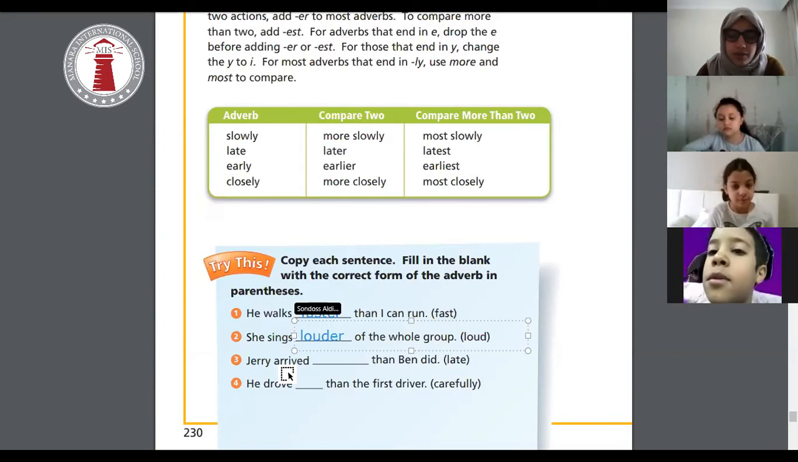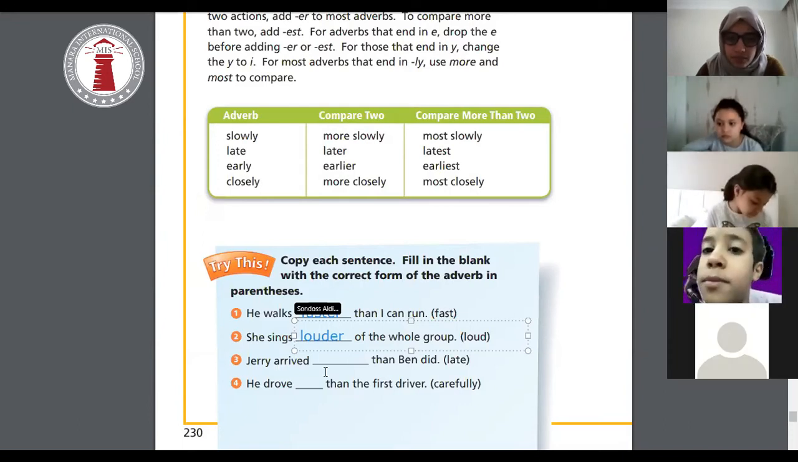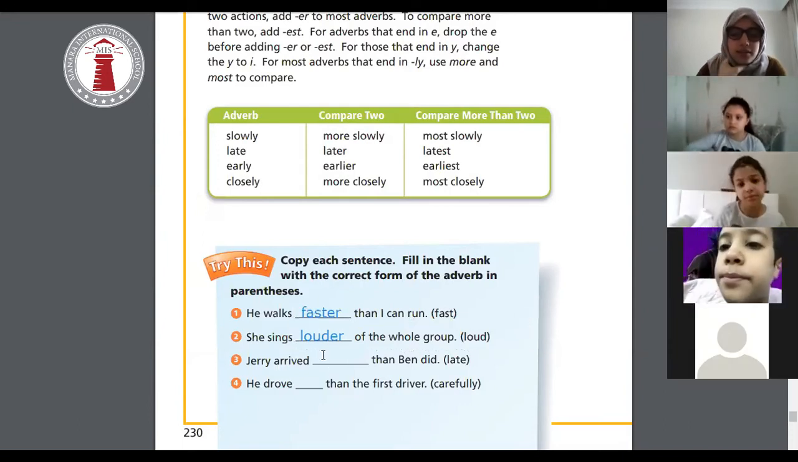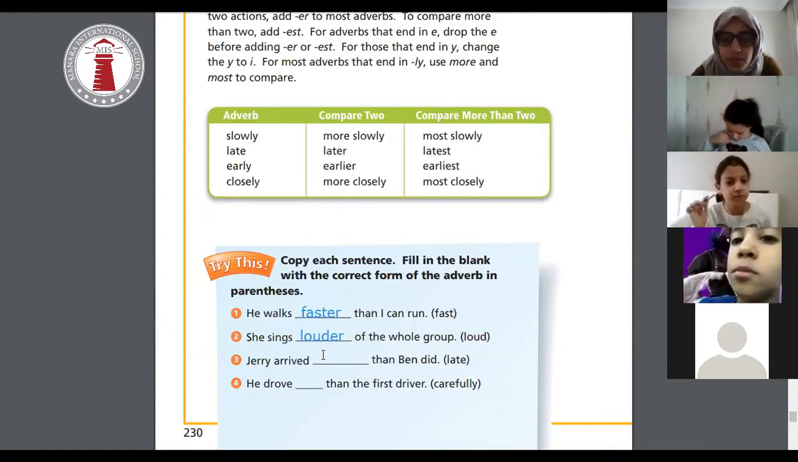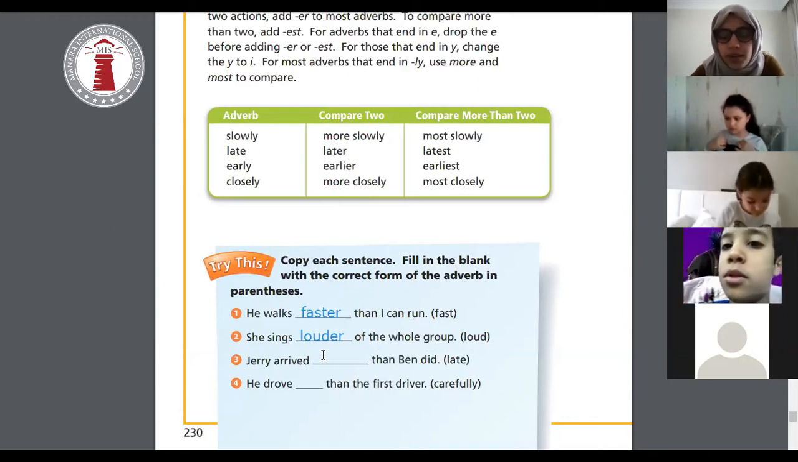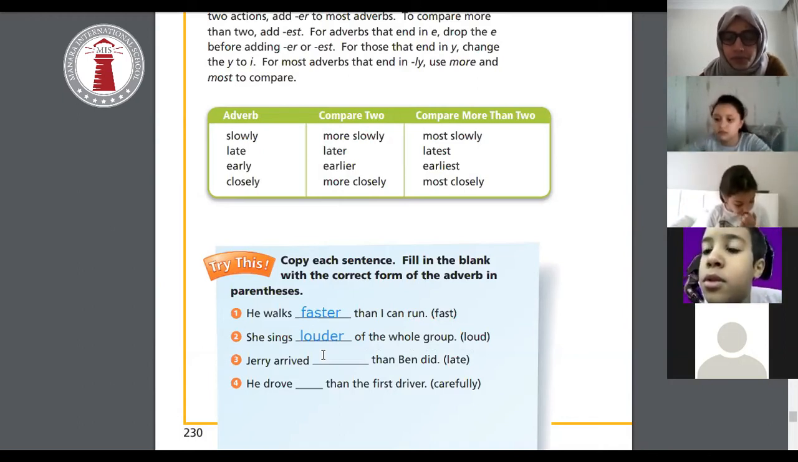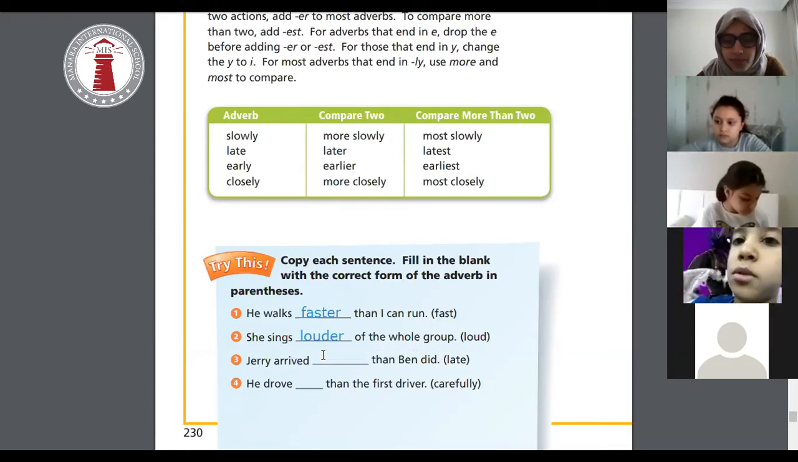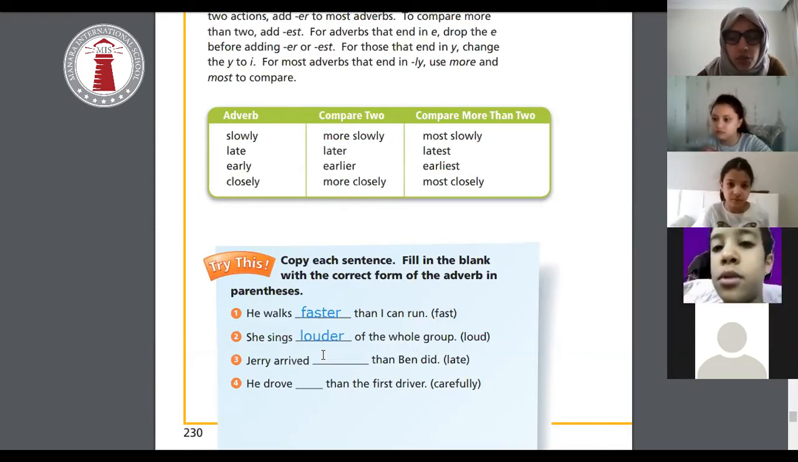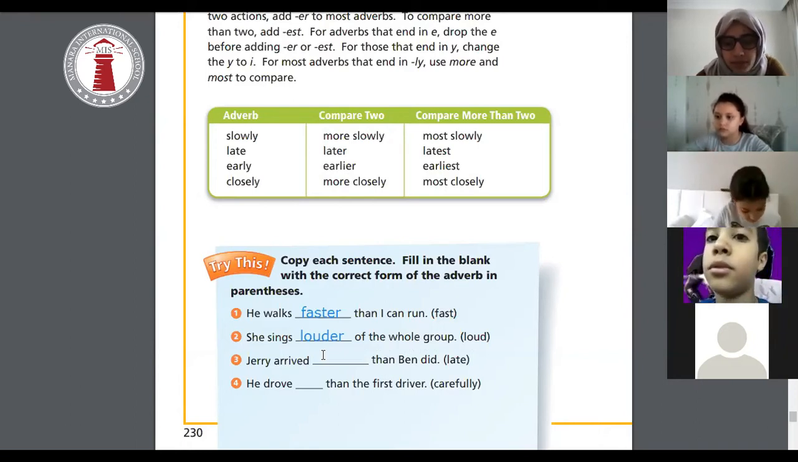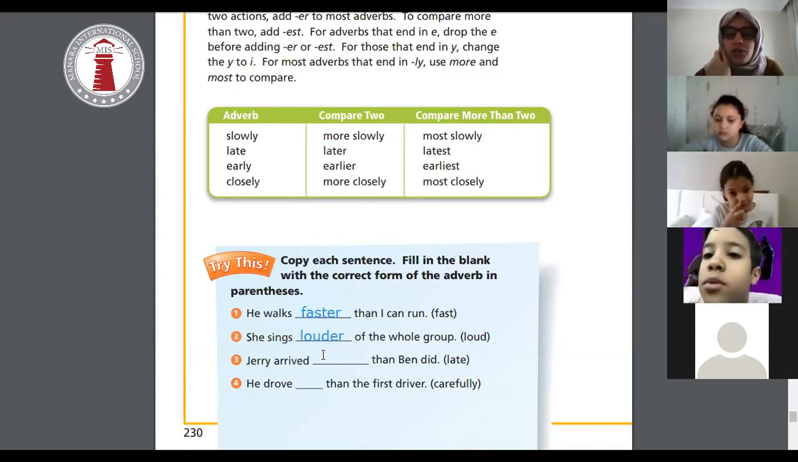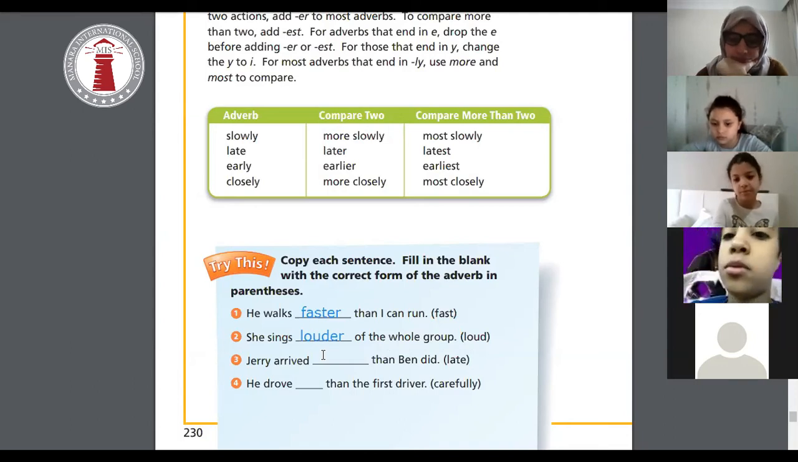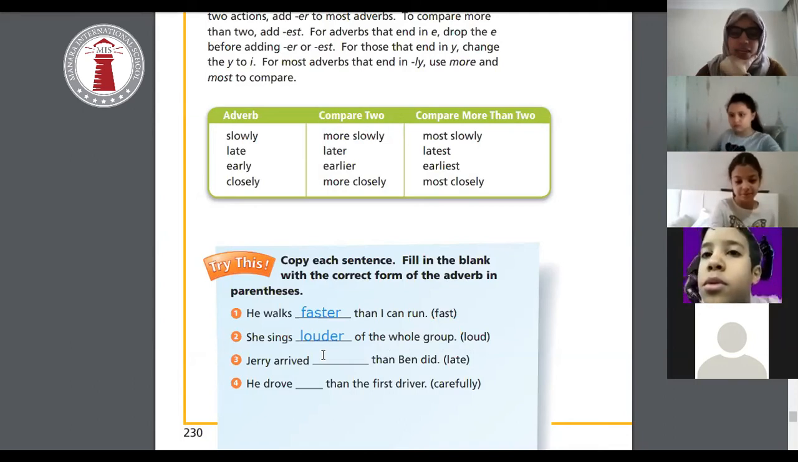Yusuf, number 3. Well, Jerry arrived, then did. So what do you think? Are we comparing between two things here or more? Yes, we're comparing between two actions. So do we need to add ER or EST? ER. And how do I say it after I add ER to late? Later. Good job, Yusuf. Excellent.